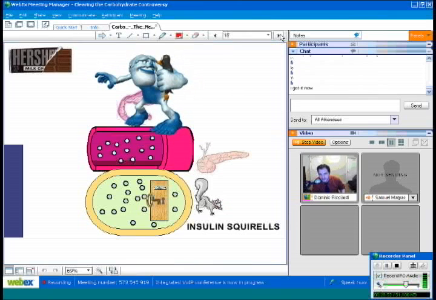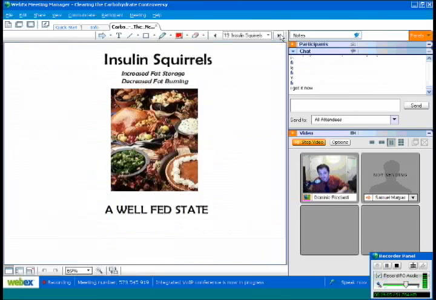And that's what insulin does. When insulin is running around in your body, it is storing things. It is taking sugar and storing it in cells. By the way, it stores so well that when insulin levels are high in your blood, it stops your body from being able to burn fat, and it makes your body much more likely to store fat. So insulin levels represent a well-fed state.